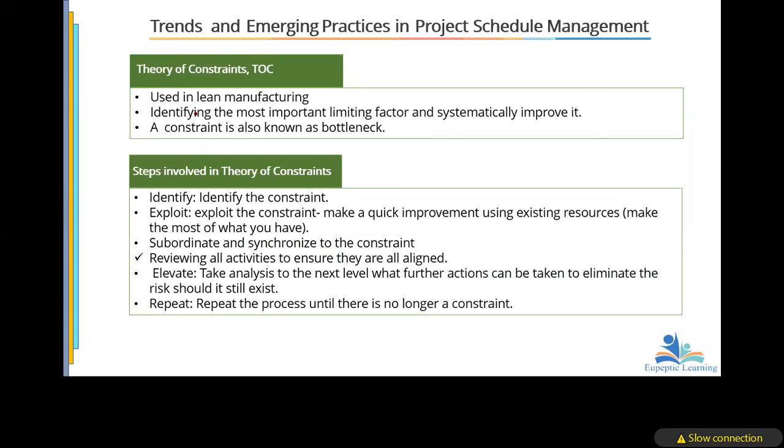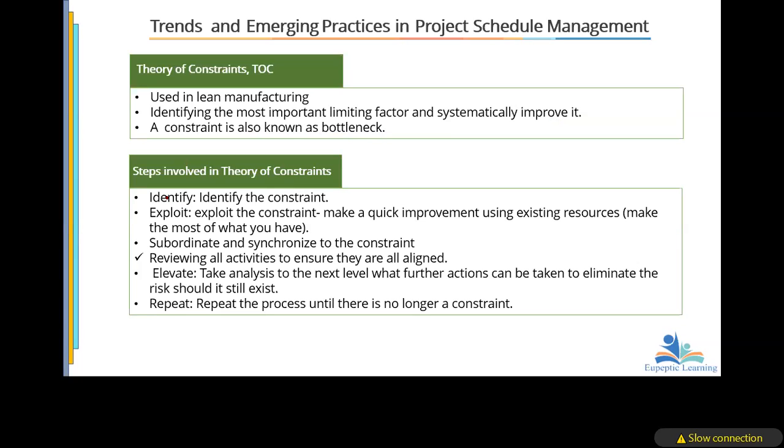Theory of constraint. What constraint? What are we talking about? You see that it's also under lean manufacturing. We want to identify the most important limiting factor and then see how we can work around it to improve it. Typically, a constraint is said to be a bottleneck. It doesn't allow flow. But what we want is that if we can really respond to the customer in that agile manner, then the process should flow as much as possible. It should be very efficient.